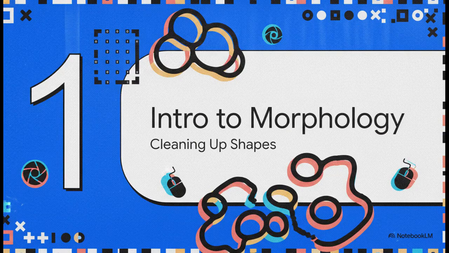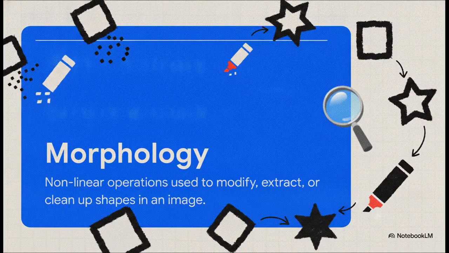Part 1. Introduction to morphology and exactly how we go about cleaning up shapes. So, in the world of digital image processing, morphology is basically just a set of rules that we use to change, extract, or clean up shapes inside an image. And we usually do this on binary images. Binary just means the image only has two colors, black and white. The pixels are either a 0 for black or a 1 for white. You can kind of think of morphology as a set of digital erasers and markers that let us fix up the shapes inside those black and white pictures.